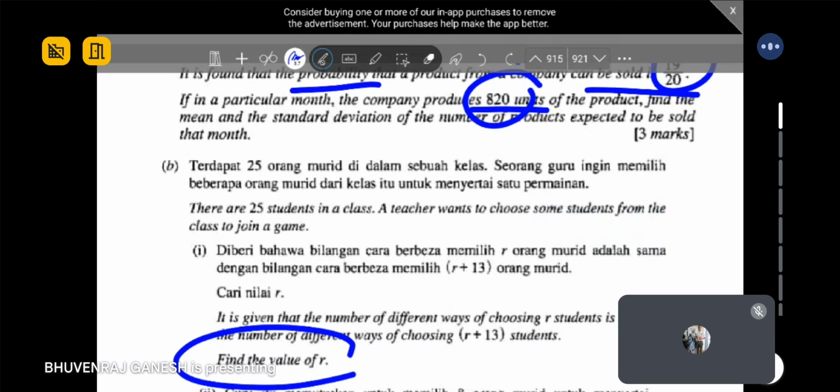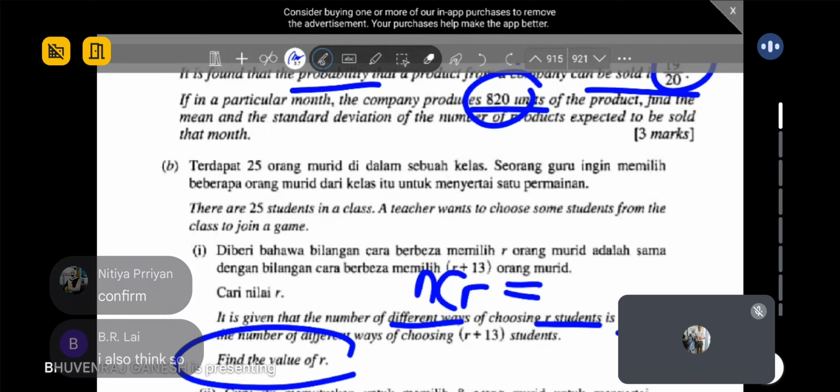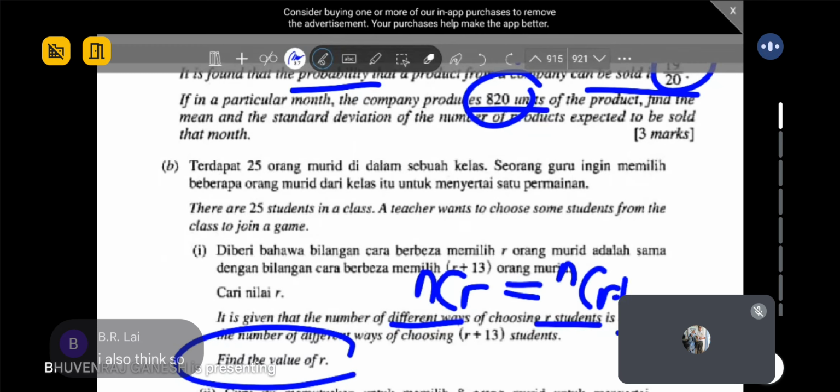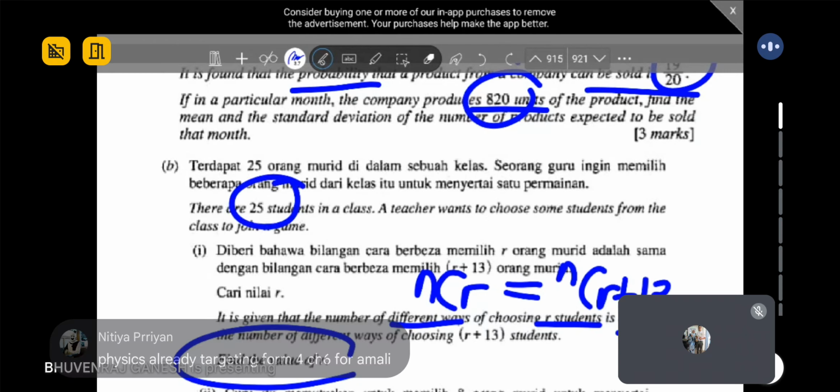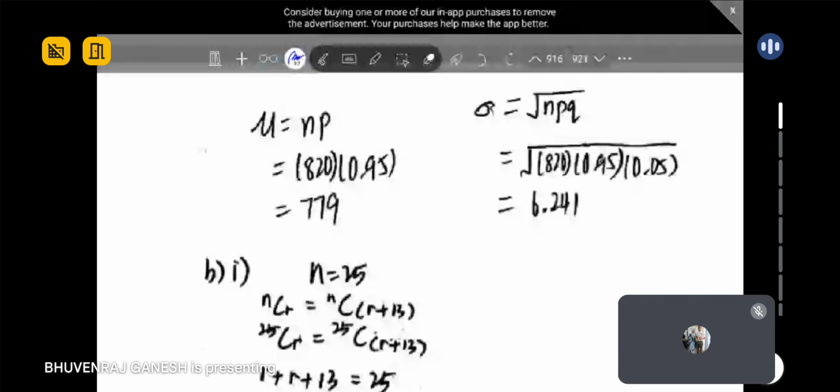Very short. So guys, for this one, they say the number of different ways of choosing r students, nCr, is equal to the number of ways of choosing r plus 13 students. So this is your equation. You must solve for r. They already tell you n is equal to 25. So your current equation is 25Cr equals 25C(r plus 13). So now, how to solve for r, guys?